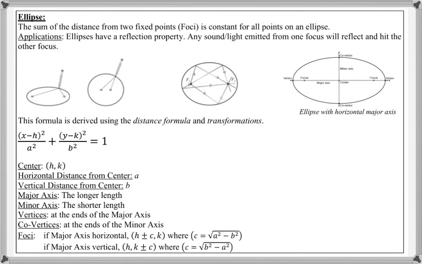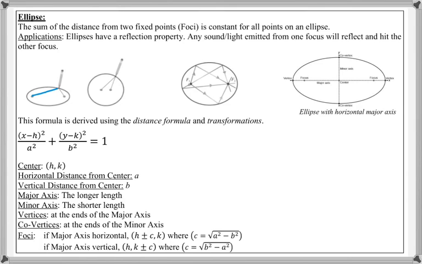Our next section is on ellipses, and an ellipse is basically like an oval shape, and it has the property that the sum of the distance from two fixed points, or what are called foci, is constant for all points on an ellipse.